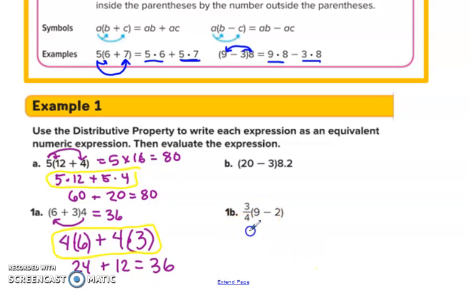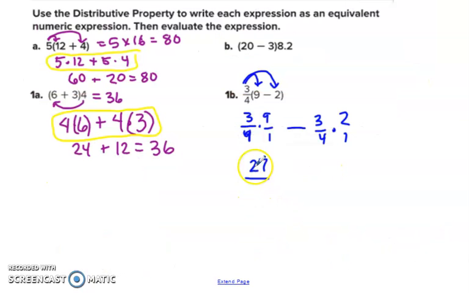We've got 3/4 times 9. I'm going to put 9 over 1 because that's how you do fractions straight across there. And then we've got minus 3/4 times 2. And I'm going to put a 2 over 1. Okay, and I'm cleaning it up.